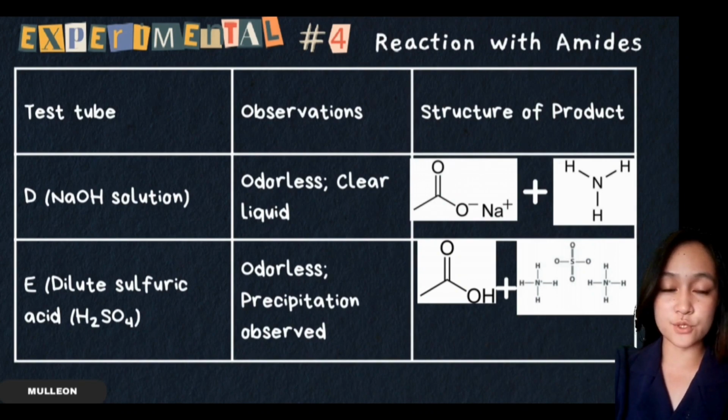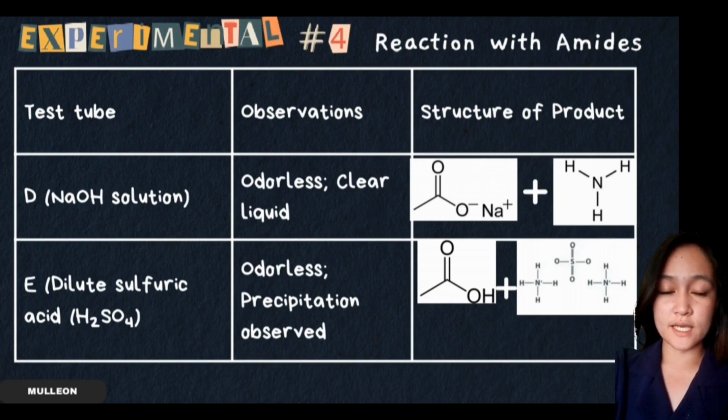And this hydrolysis produces 2 main products, which are ammonia and sodium acetate. Sodium acetate is a salt that remains dissolved in the solution. Supposedly, it smells of ammonia, but the odor is not noticeable because the amount produced is very small.